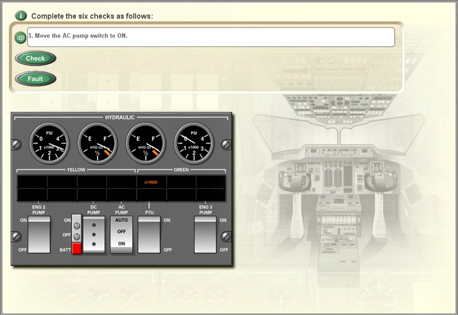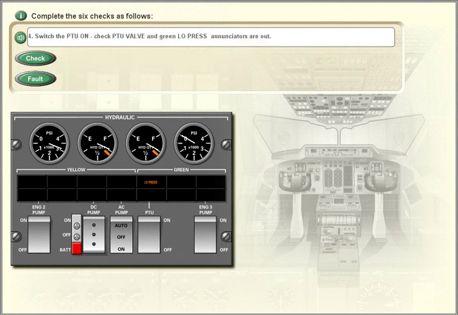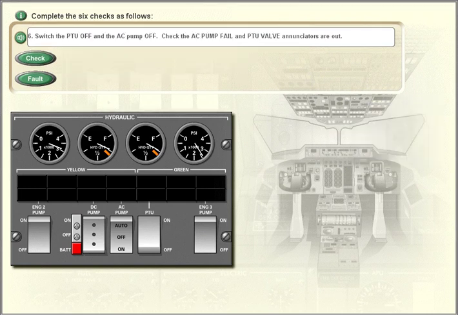Move the AC pump switch to on. Switch the PTU on. Check the PTU valve and green low pressure annunciators are out. Check the hydraulic warning on the master warning panel is out. Switch the PTU off and the AC pump off. Check that the AC pump fail and PTU valve annunciators are out.